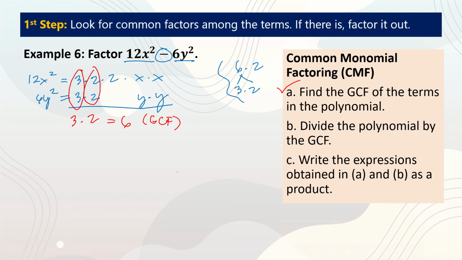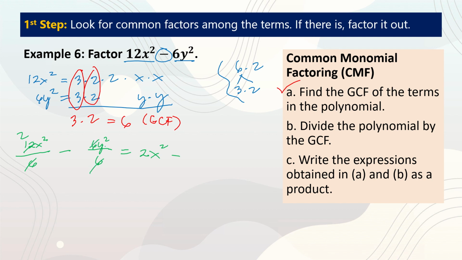So, if you already figure out the GCF, we just have to divide the terms in the given with the GCF. So, first term, 12x squared, then divide it by the GCF 6. Minus, because the given is minus, 6y squared, second term, divided by the GCF again, 6. So, 12 divided by 6 is just 2. Then, yung x squared, wala naman sa GCF natin. So, wala mababago. So, x squared pa rin siya. Minus, 6 divided by 6 is just 1.